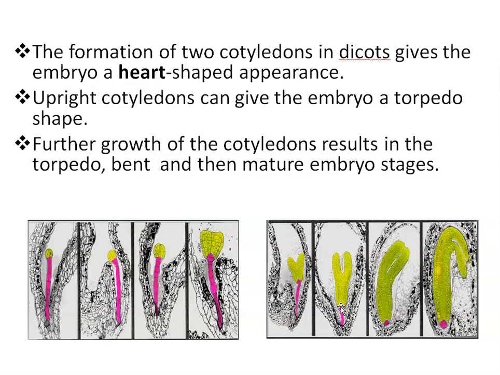Further growth of the cotyledons results in the torpedo shape, bent stage, and then at last mature embryo stage. At this point, embryogenesis is arrested and the mature seed desiccates and remains dormant until germination.